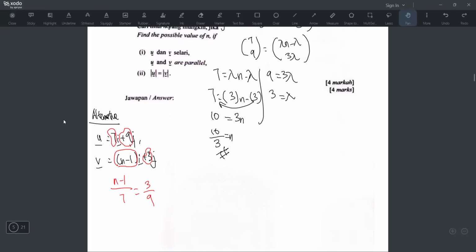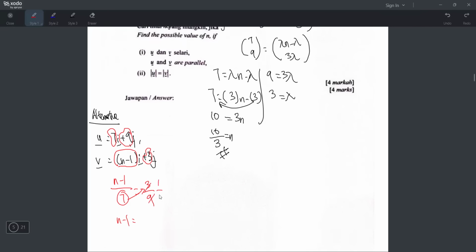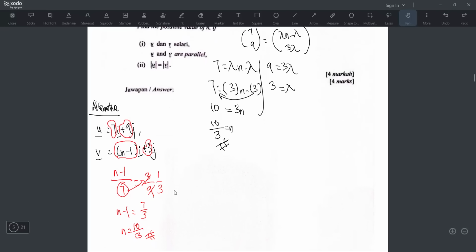Okay. And how do you find n? Just move the 7. So it becomes n minus 1 equals 7 times 3 over 9. This 3 over 9 can cancel, become 1 over 3. So 7 times 1 becomes 7 over 3. And then n equals 10 over 3. So you can see the answer is the same as this. The answer is the same, and it's much faster, right? So you can do it like that also.